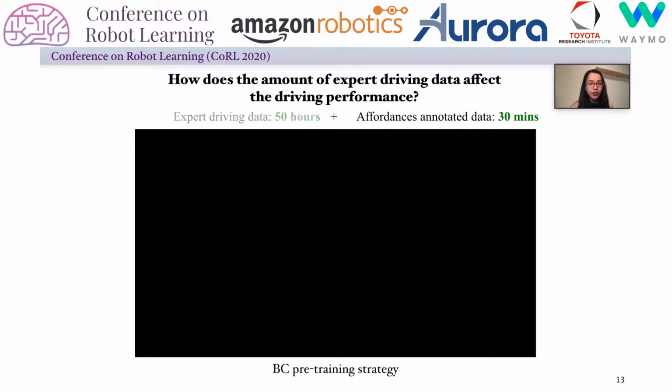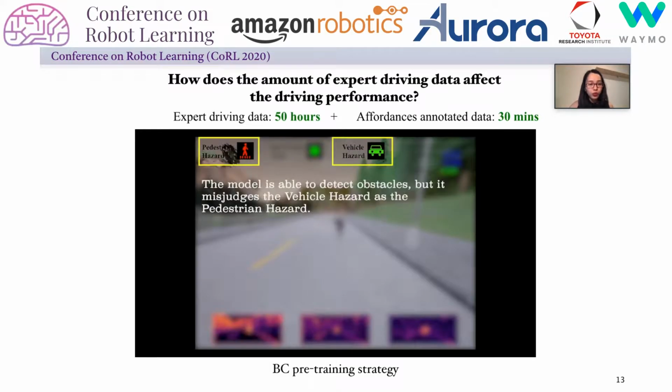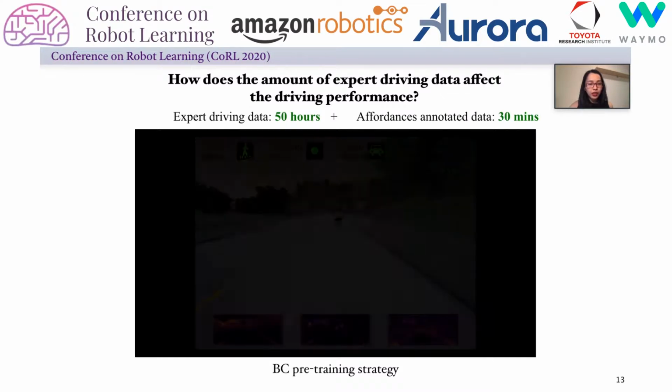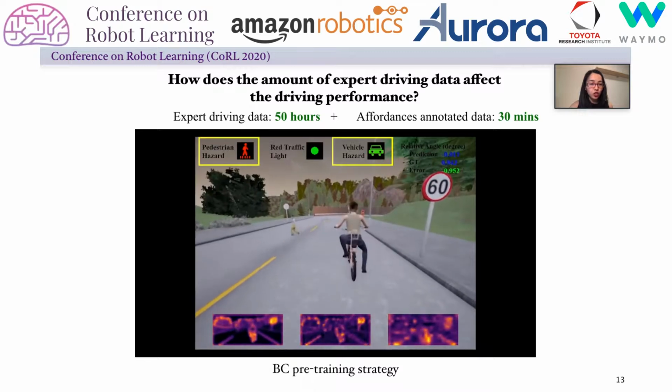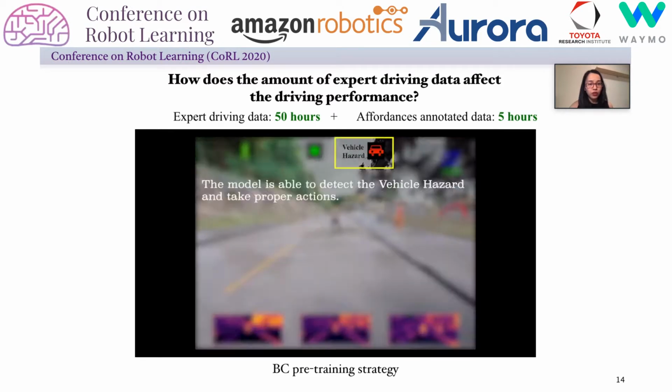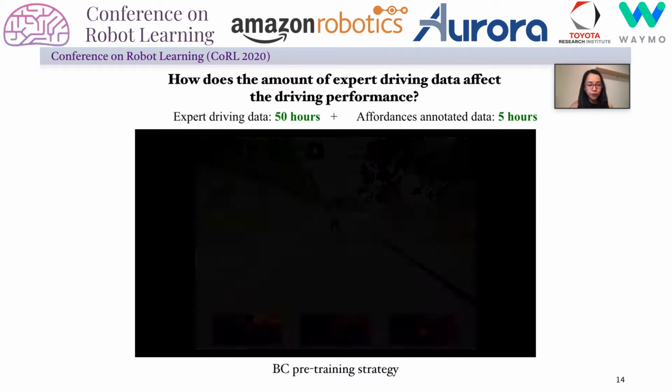Next, we increased the expert driving data to 50 hours. With this strong pre-training, the model is always able to detect hazards. The only issue is that it could sometimes misclassify the hazards, which is because of the lack of affordances data. So at the end, we also increased the affordances annotated data to 5 hours. In this case, the detections are pretty satisfactory.